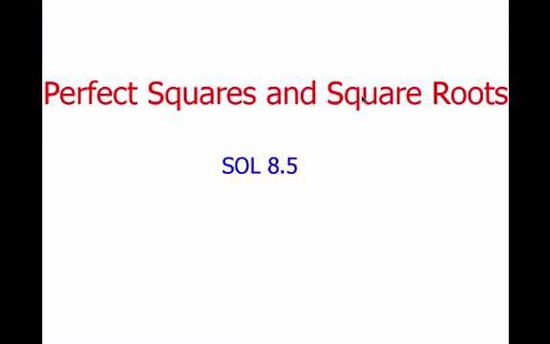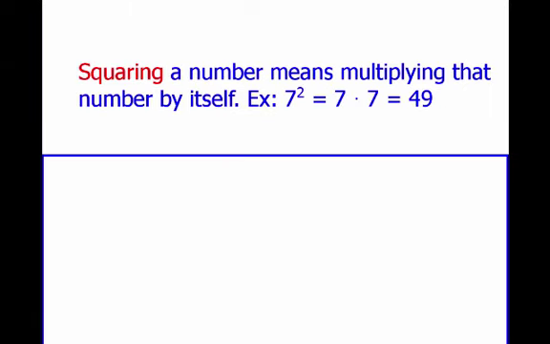In this video, we are going to be discussing perfect squares and square roots. So let's first discuss what it means to square a number. Squaring a number simply means multiplying a number by itself. For example, 7 squared is just equal to 7 times 7, which is 49.